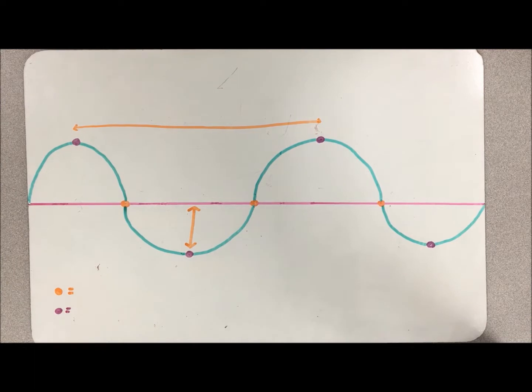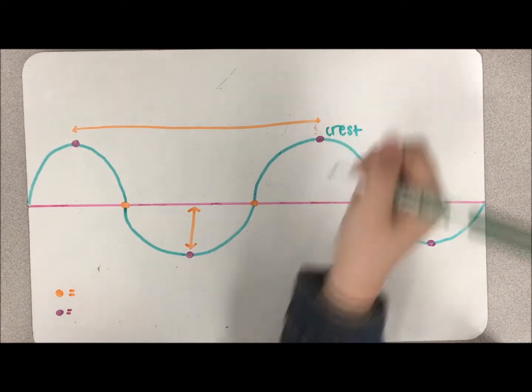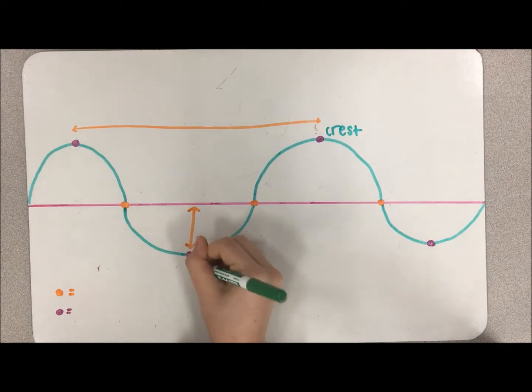The following is a diagram of a wave. A wave is an oscillation accompanied by a transfer of energy that travels through a medium. The crest is the highest point in the cycle. A trough is the lowest point in the cycle.